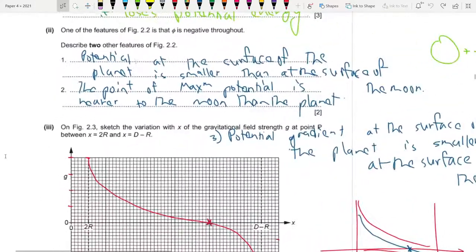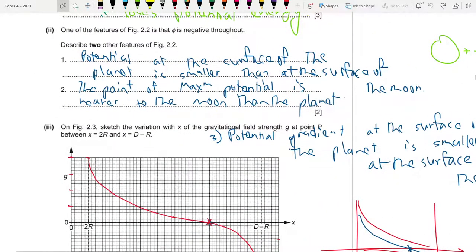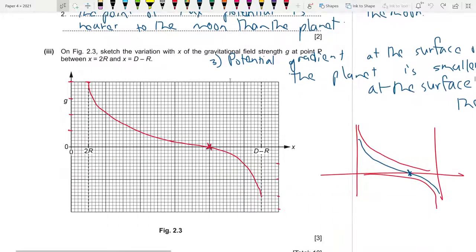So the point of maximum potential is nearer to the moon than the planet, right? Now they want us to draw the variation with x of gravitational field strength. Pretty straightforward. So I just chose this one to be positive, right? That's why this is negative. You could draw it the other way around. That's totally okay.